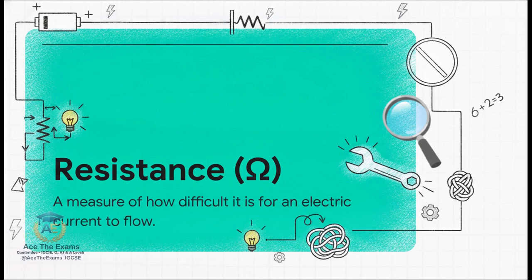Let's do a quick data scan challenge right now. If I double the resistance in a circuit, but keep the voltage exactly the same, what happens to the current? 3, 2, 1. It halves. If you saw that instantly, your brain is starting to automate these relationships.